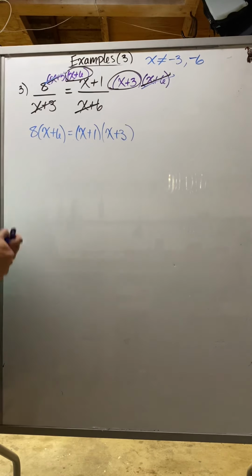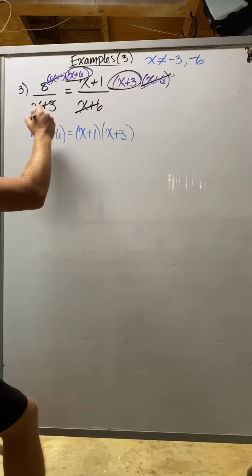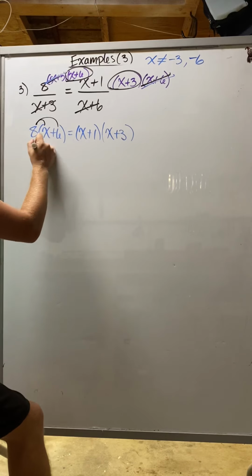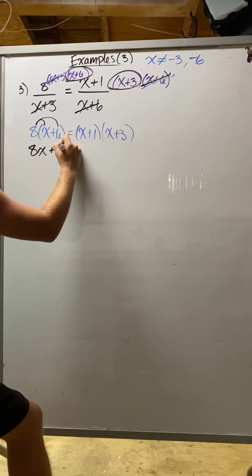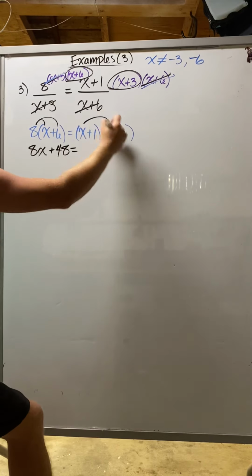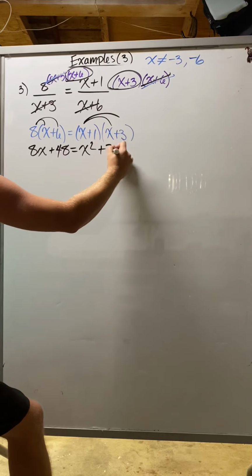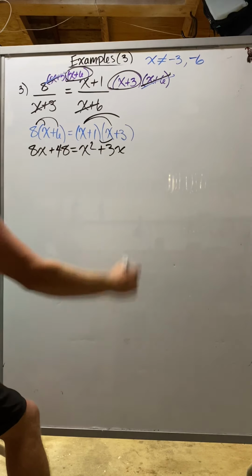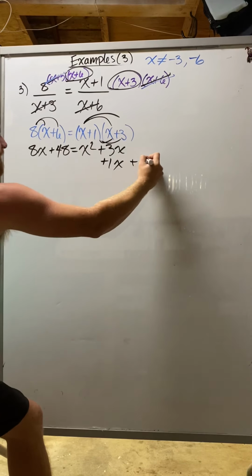Okay? Now, some of you might be thinking, all right, is this a regular solve or a quadratic solve? Well, you're definitely going to have two x's timesing together here, so you probably have a quadratic to solve here. Let's multiply this out. 8 times x, that's 8x. 8 times 6, oh crap, that's 48. Right here, x times x is x squared. x times 3 is 3x. 1 times x is 1x. And 1 times 3 is 3.